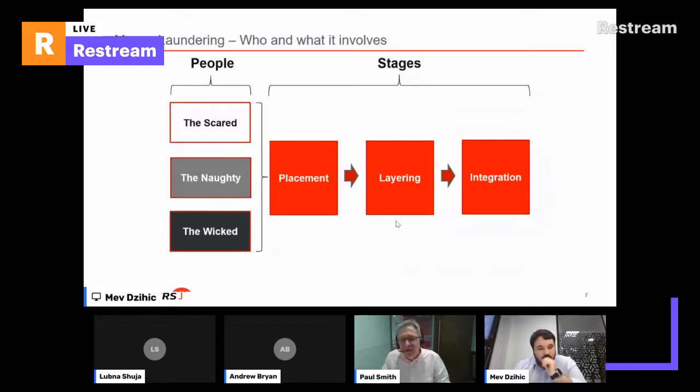And then finally, integration. This is when the laundered property is reintroduced into the legitimate economy. Now, because money is globalized and law enforcement stops at borders, tracking what happens to the money next, or recovering it, is virtually impossible, especially with banking secrecy and the use of trusts. So in this way, the scared money gets mixed up with the naughty and the wicked money.